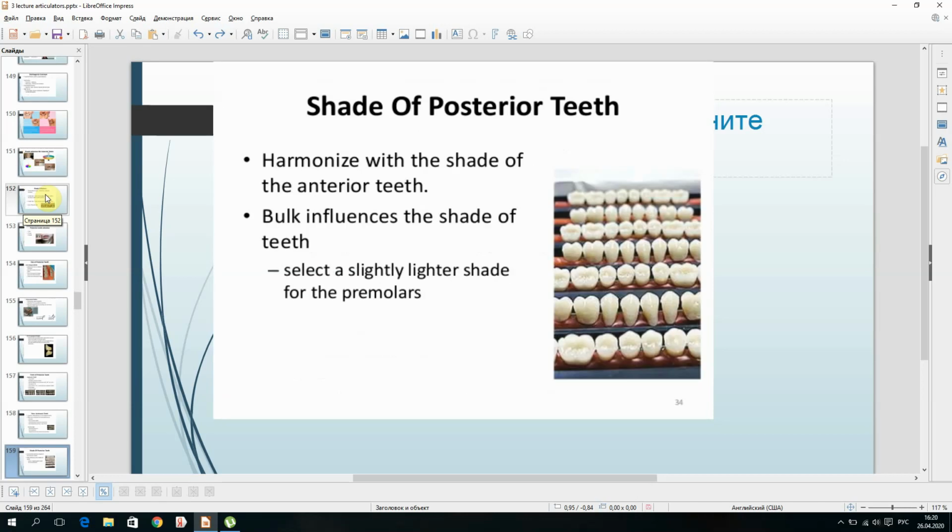Shade of posterior teeth should harmonize with the shade of the anterior teeth. Both influence the shade of teeth. Select a slightly lighter shade for the premolars.